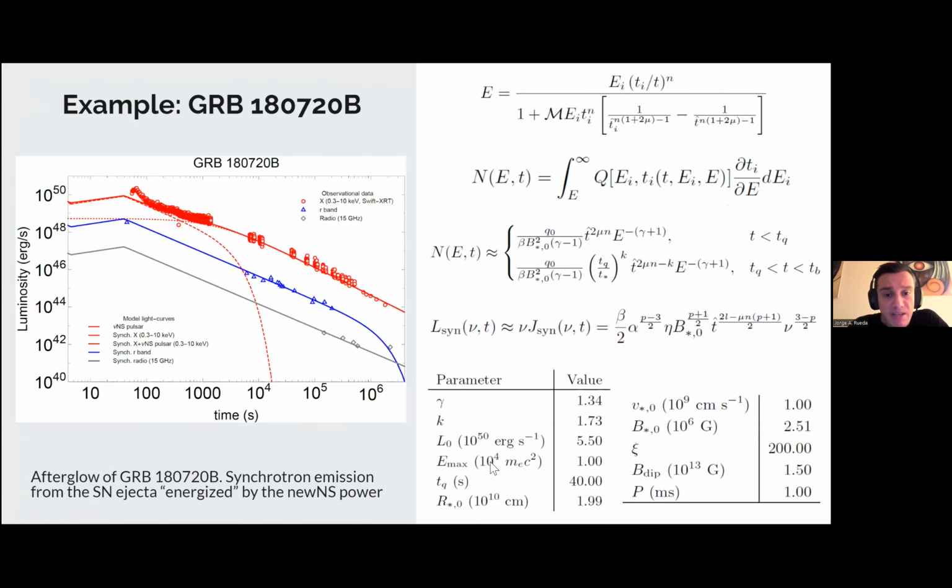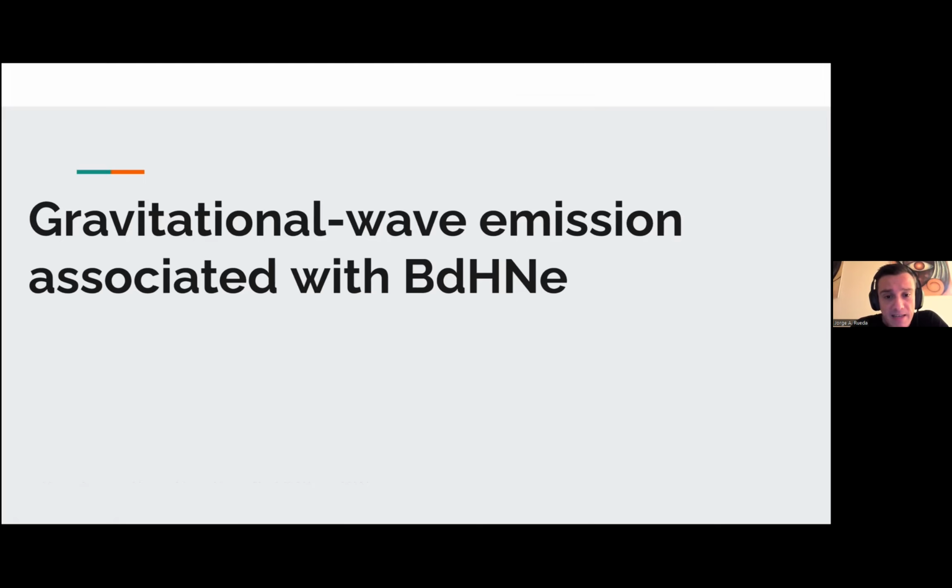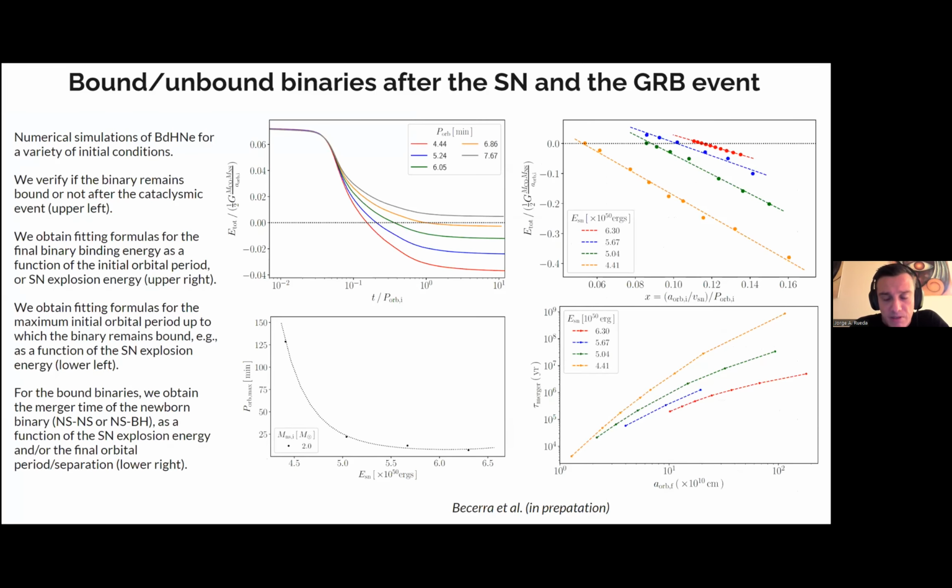And we actually have the cases of some fits here, of GRB 180720B or the fit of GRB 190829A, which I think you will show. So I am just highlighting that here. And I will jump over the gravitational wave emission. These are new results that will be useful for population synthesis.